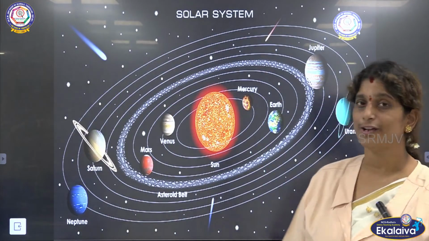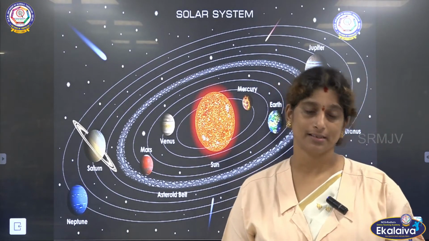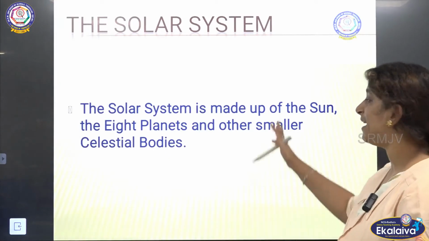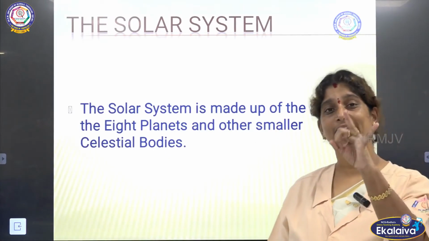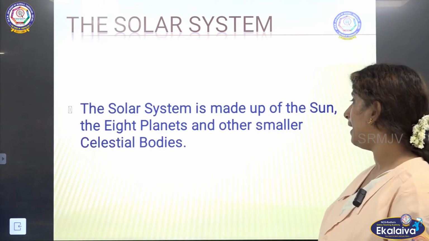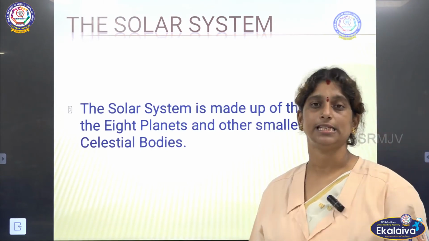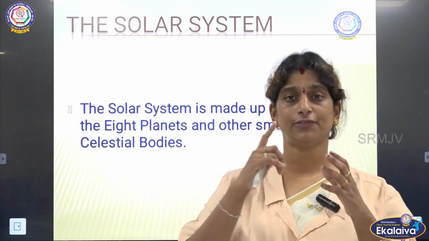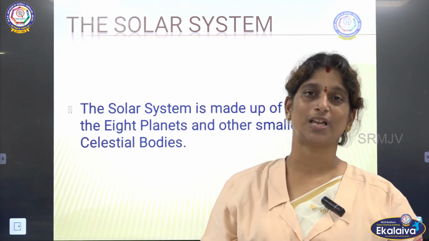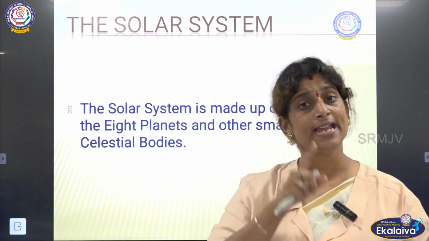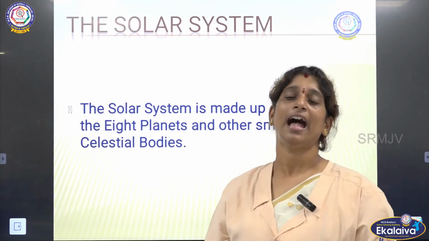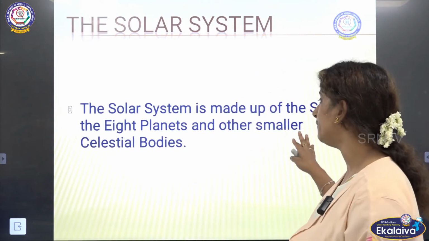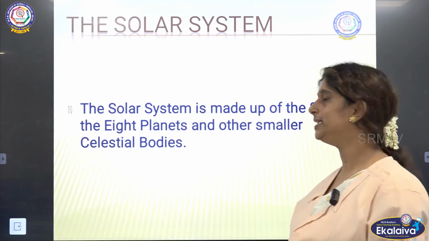Right. So now we are going to see about the solar system. So what is the solar system? It is made up of the sun, the 8 planets and other smaller celestial bodies. It is made up of the sun, which is the center of the solar system, and then it has 8 planets around the sun, and also many other celestial bodies in this solar system, which we will be reading about in this lesson in detail.